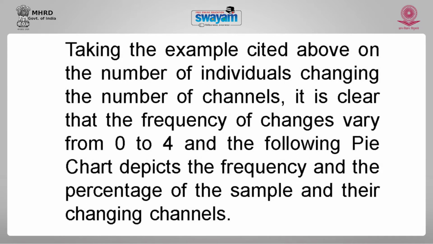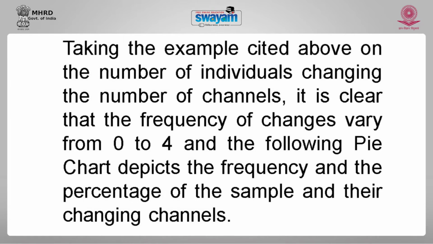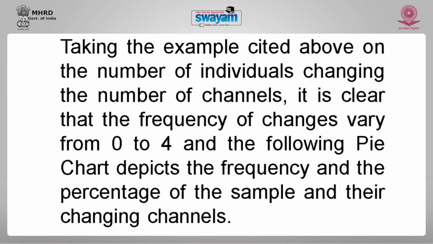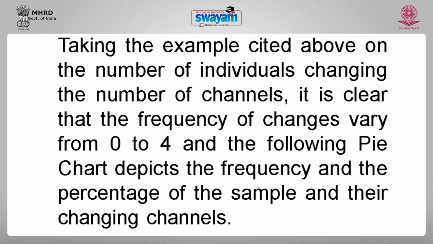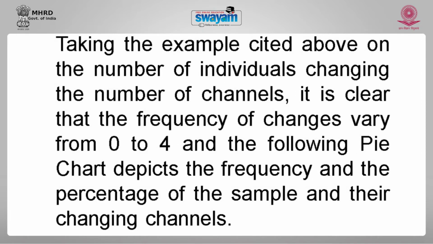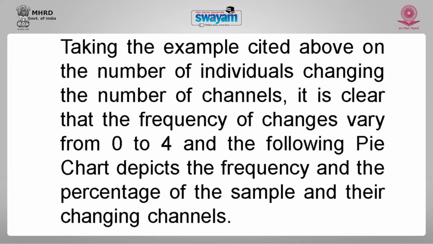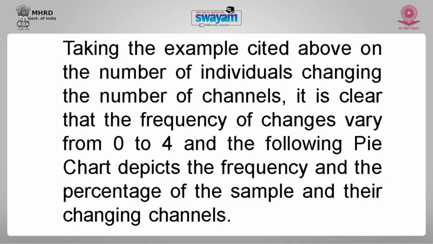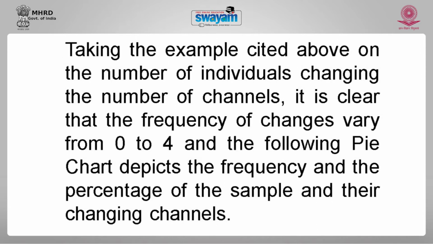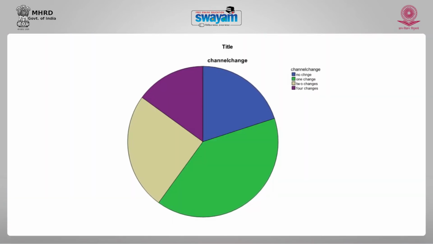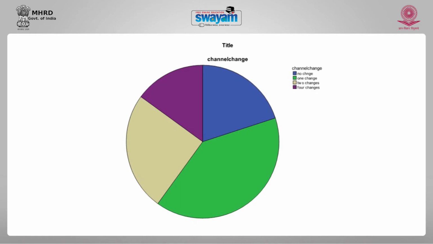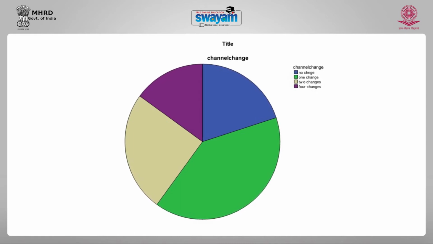Taking the example cited above, on the number of individuals changing channels, it is clear that the frequency of changes varies from 0 to 4, and the following pie chart depicts the frequency and the percentage of the sample and their changing channels. Here is the same data represented in the form of percentages. In the following table, it is clear that 4 individuals have not changed any channel.